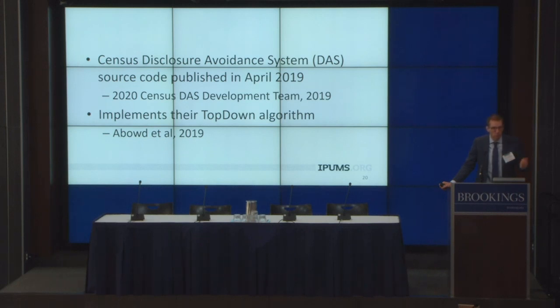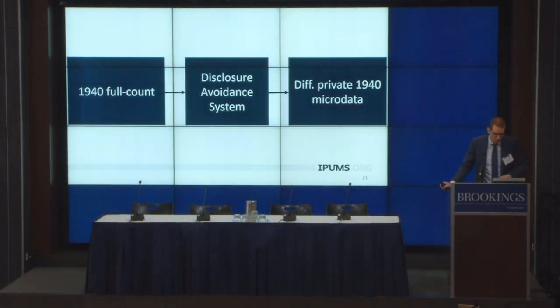variable, age, race, Hispanic ethnicity, or household counts, like how many households are there in a particular geographic unit. They currently cannot create any tables that join persons to households, so they can't create differentially private versions of the number of children who are in a house that has a single female head. There's no way for them currently using their algorithm to generate that data table. So the way the system works is we have our 1940 full count data.